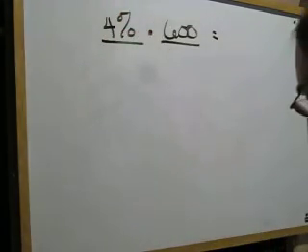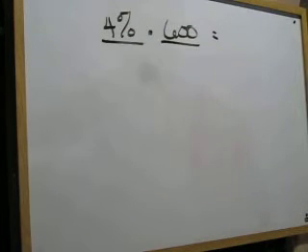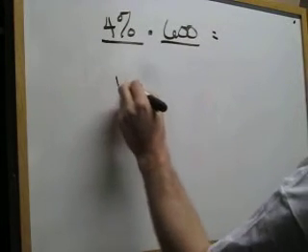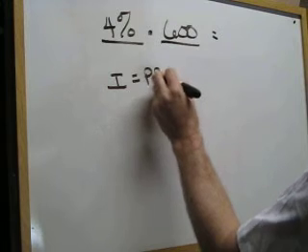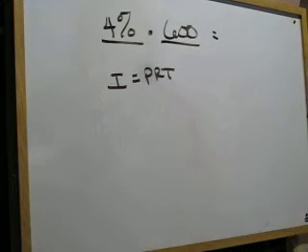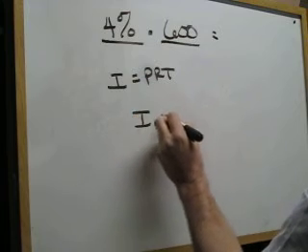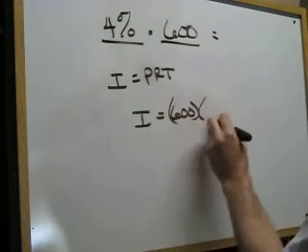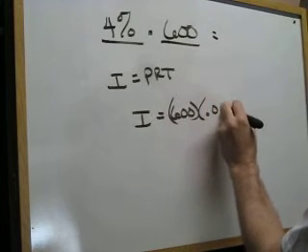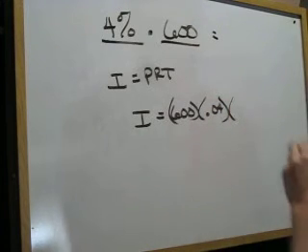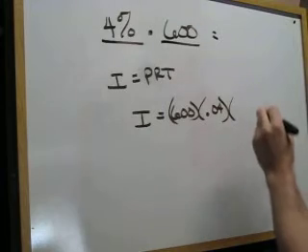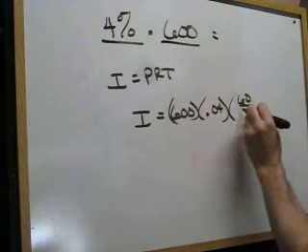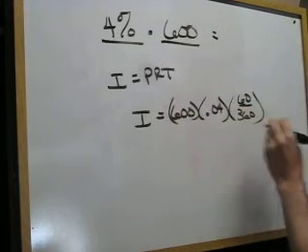How much interest does the student pay if the loan is paid back in 60 days? So if we use our I equals PRT, they're asking for how much interest, so we're looking for I. The principal is 600, that's how much she borrowed. Our rate is 0.04, 4% as a decimal. And our time is 60 days, so that's 60 over 360.